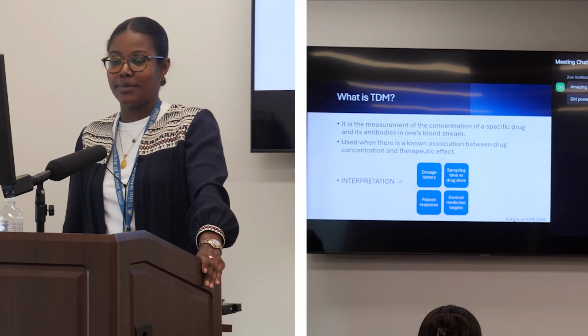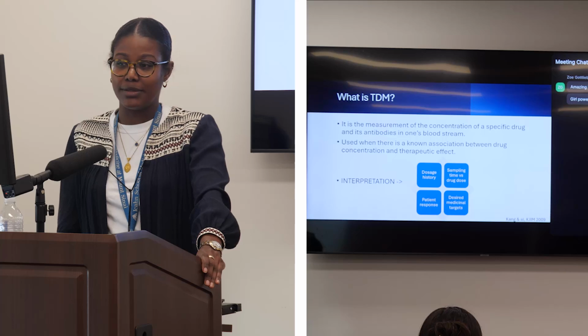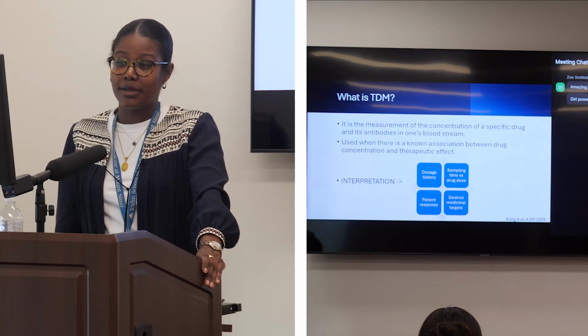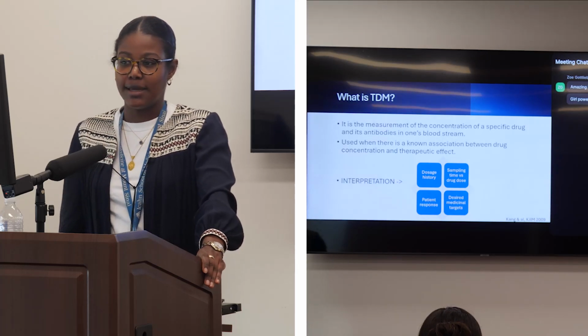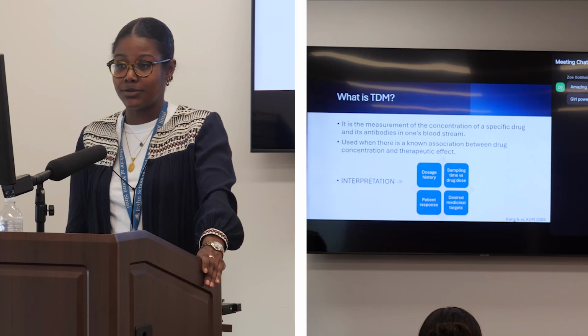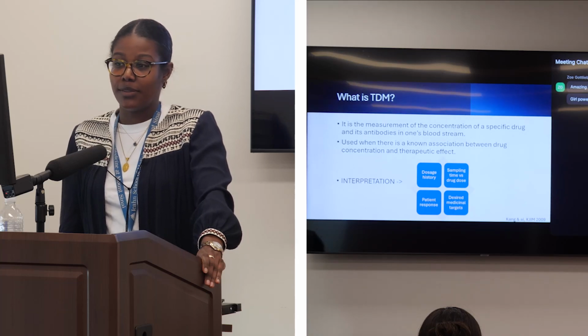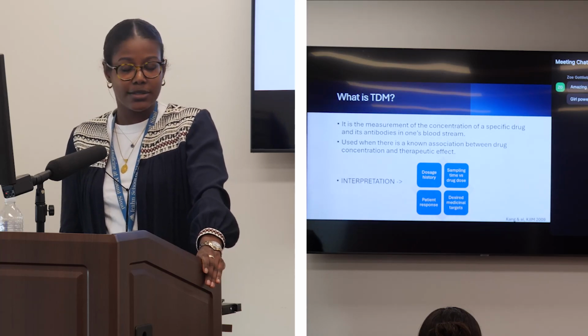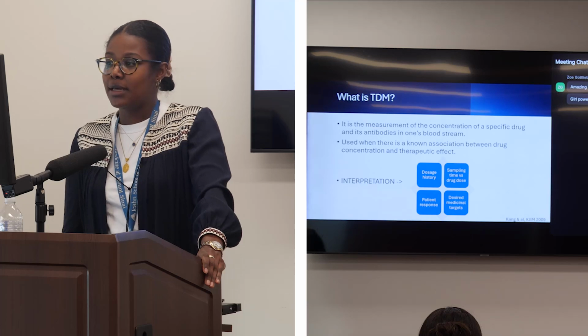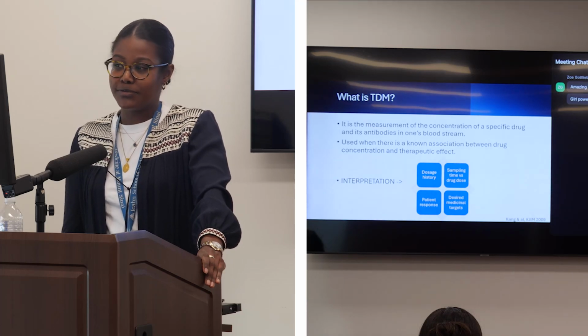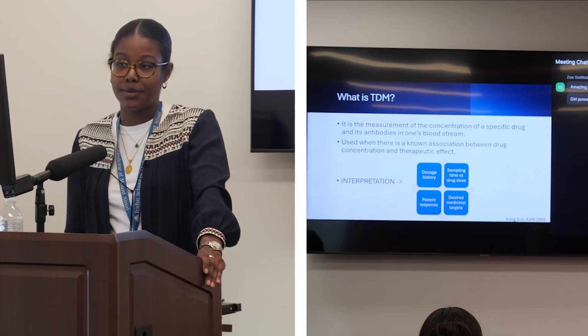So what is TDM? TDM really is a decision-making tool. It is the measurement of the concentration of a specific drug and its antibodies in a patient's bloodstream, usually used when there is a known association between drug concentration and therapeutic effect, but particularly useful when there is no linear drug-response relationship in a medication.